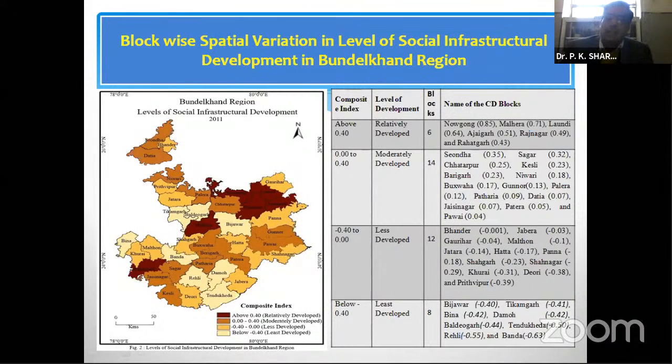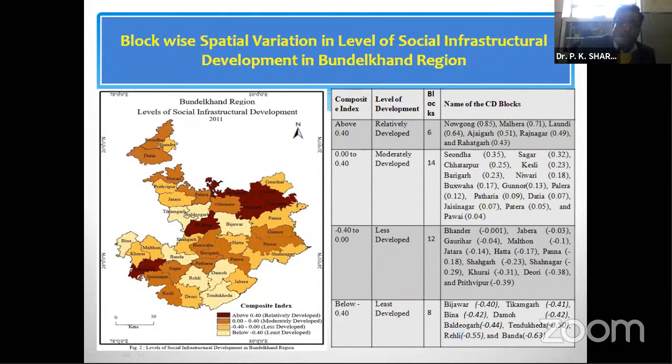Then second is moderately developed. There are 14 blocks in this category, whose names are given in the slide. Then there are the less developed regions. There are 12 blocks, that is Bhayandar, Jabera, Gorihar, Malthon, Jatara, Hatta, Panna, Sagar, Shergarh, and others. And the last one is the least developed, that is 8 blocks. And the map shown here is in dark color.